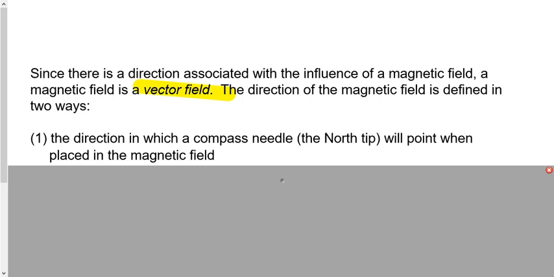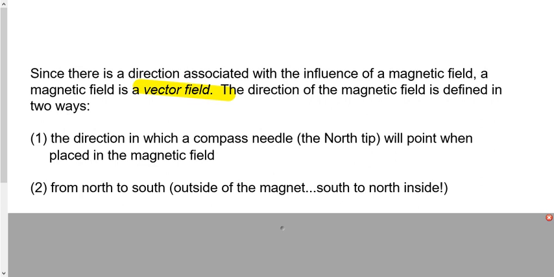So not the direction that a positive particle moves when placed in the field, but rather the direction that a compass needle points when placed in the field. The second one is away from the north toward the south, which is kind of like away from the positive toward the negative. So it's analogous to the electric field again, but not the same thing. The way that a positive particle moves? No, the way that a compass needle moves. Away from the positive toward the negative? No, away from the north and toward the south.